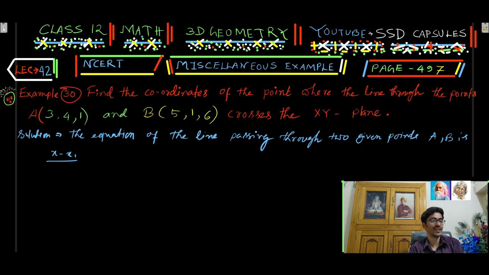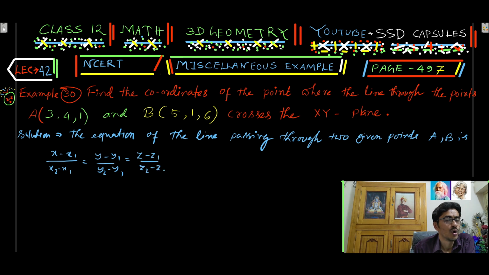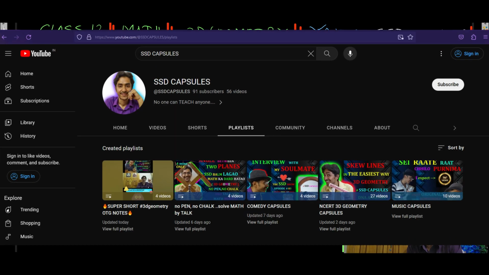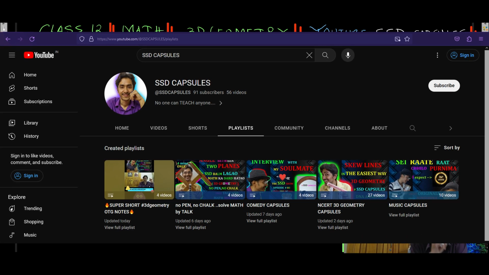Then put the answer in the comment section below. x minus x1 by x2 minus x1 equal to y minus y1 by y2 minus y1 equal to z minus z1 by z2 minus z1. Go to my channel SSD capsules, go to the playlist section, in 3-dimensional geometry capsules you can find lecture number 8.